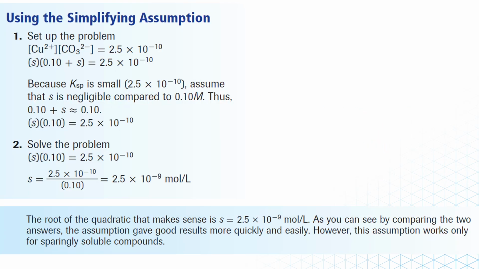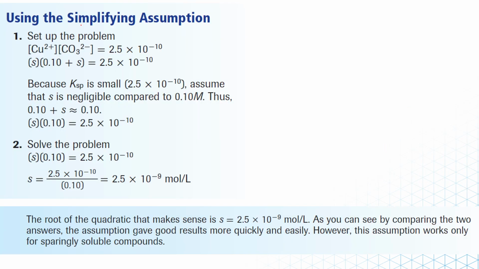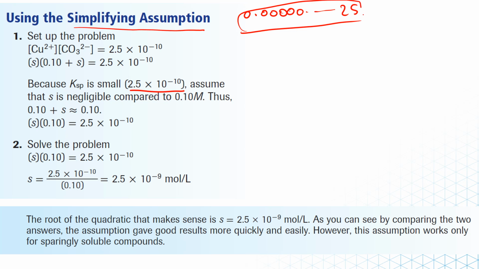Now you can solve it. Of course, the first way of solving it is using the quadratic equation. There is another way to simplify your assumption. Now we can make an assumption. Now the KSP is very low, meaning it is 0.00000 and so on to 5. So this amount is very small, almost zero.